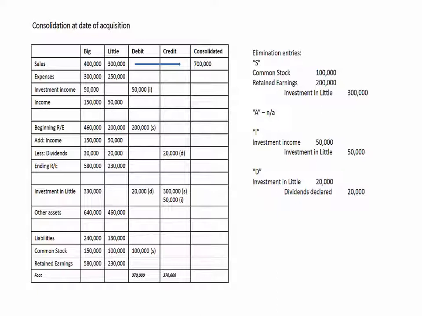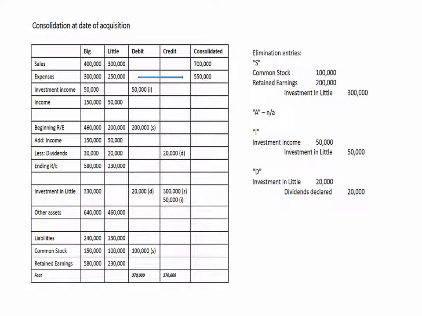Okay, now we start working our way down the consolidated column, filling out this worksheet. Again, this is all now a mechanical process, simply applying the debit and credit rules as we add across each row and keeping in mind a few things that I'll mention as we get there. So, adding across the sales row, $400,000 for Big plus $300,000 for Little with no adjustments, so the total is $700,000.